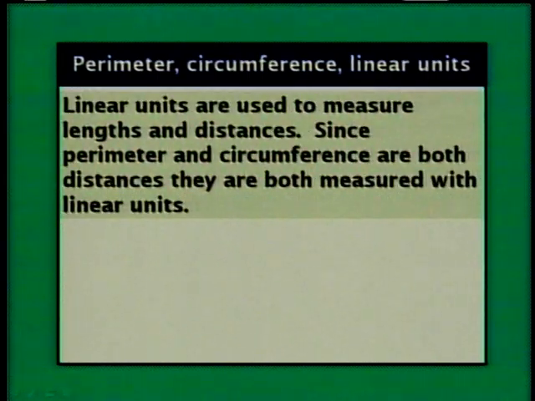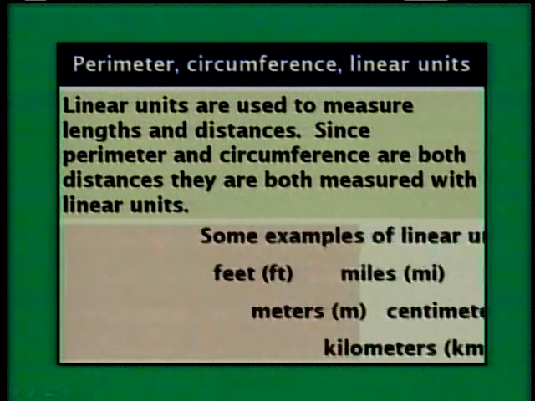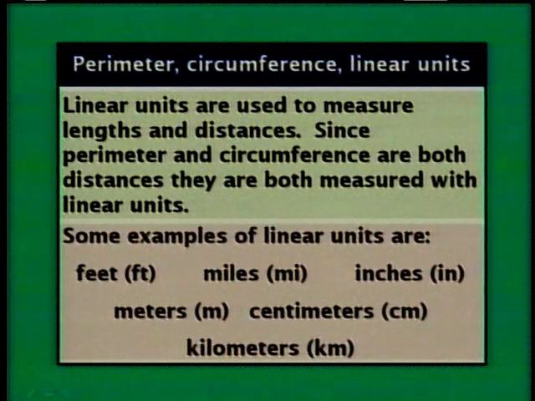Linear units are used to measure lengths and distances. Since perimeter and circumference are both distances, or you might like to think of them as lengths, they are both measured with linear units. Some examples of linear units are feet, miles, inches, meters, centimeters, and kilometers. There's lots of other linear units. I just wanted to throw a few out there that most of you are familiar with so that you get a good idea of what a linear unit is.